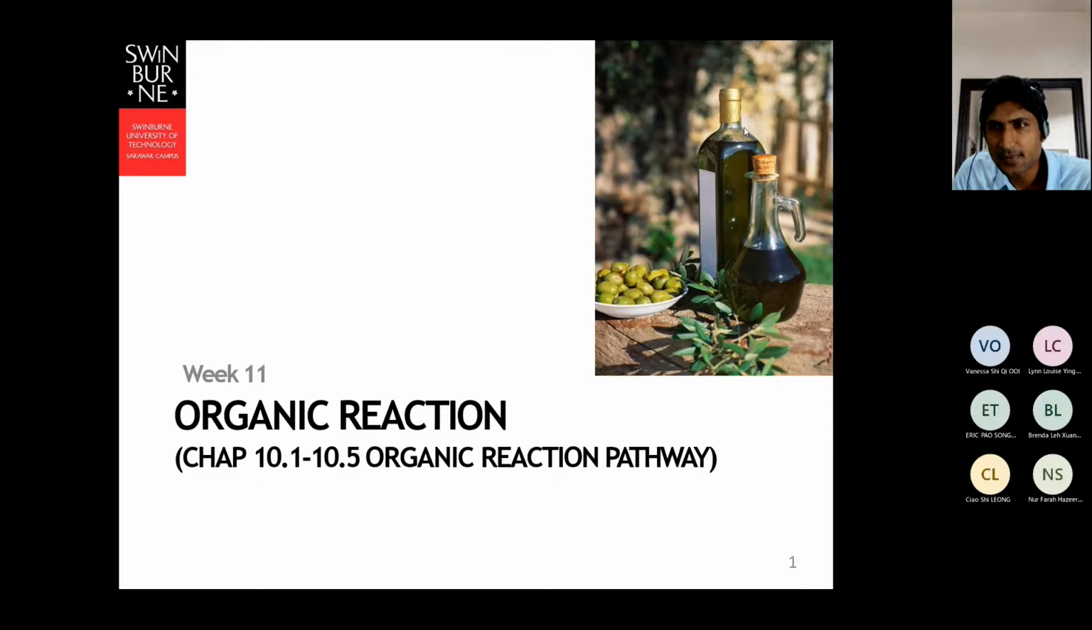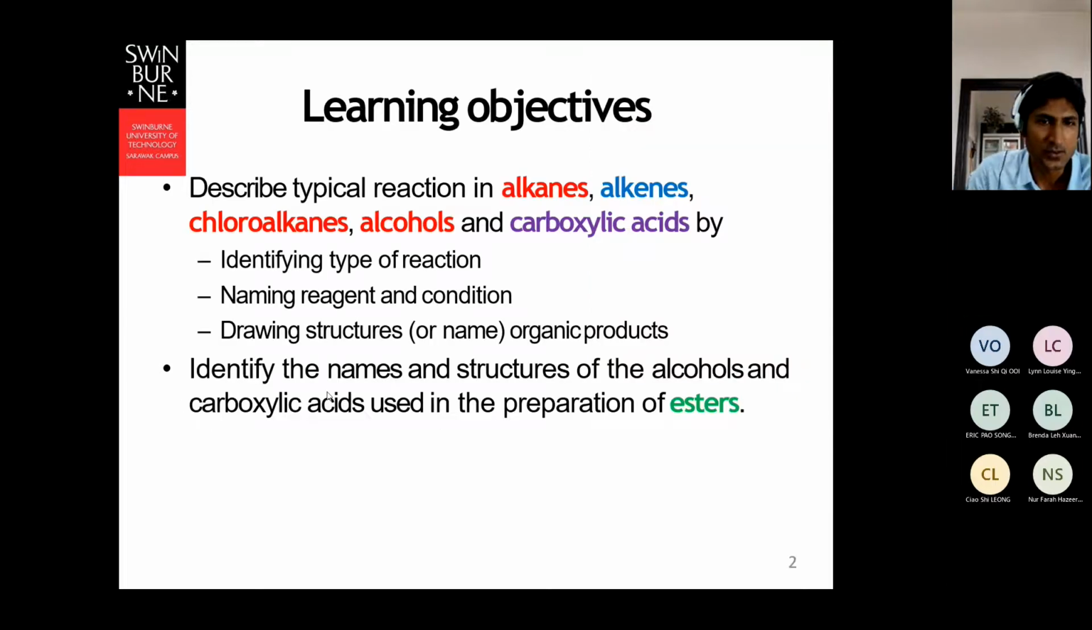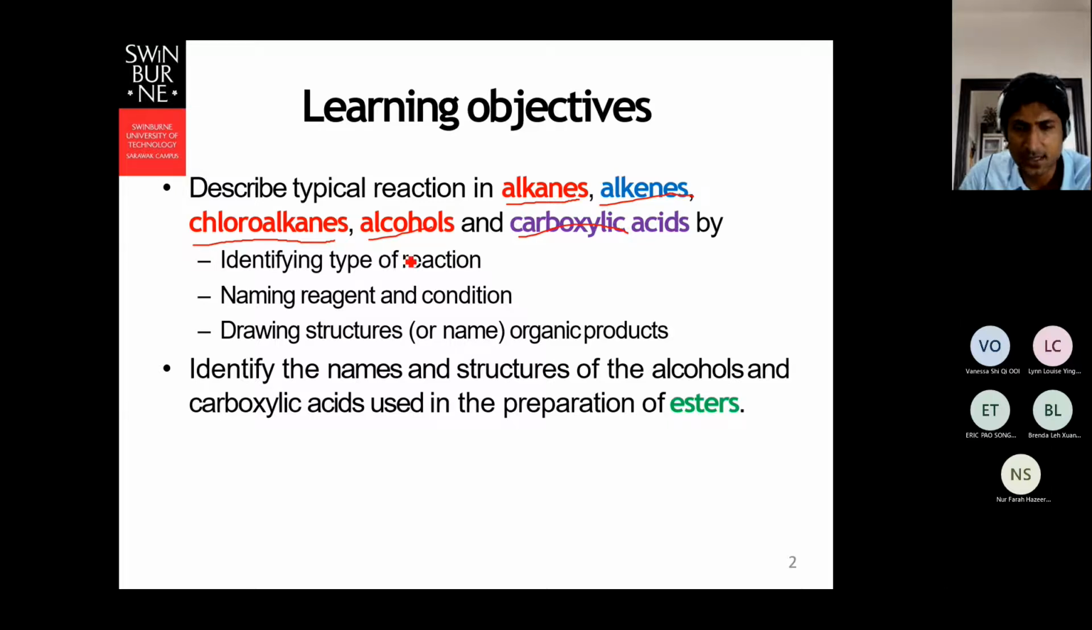So the learning objective for this is that we will typically describe the reactions of alkanes, alkenes, chloroalkanes, alcohols, and carboxylic acid, and I'm sure that you all know by now what they mean, right? Carboxy group, alcoholic group, then chloroalkane, or haloalkane also can be said. Haloalkane means when a halogen is substituted onto this hydrocarbon group.